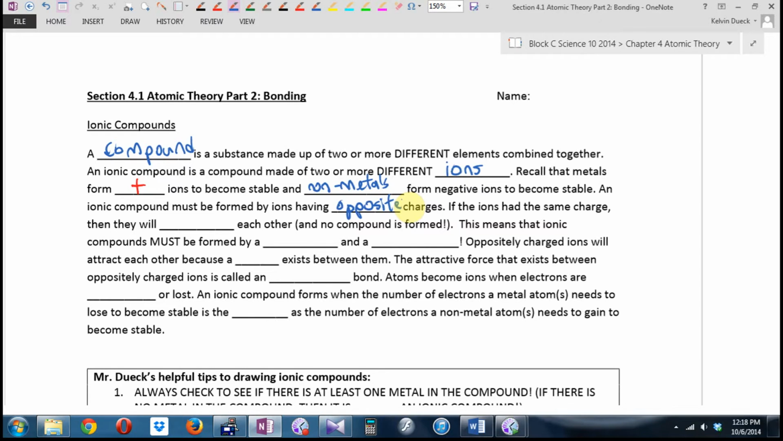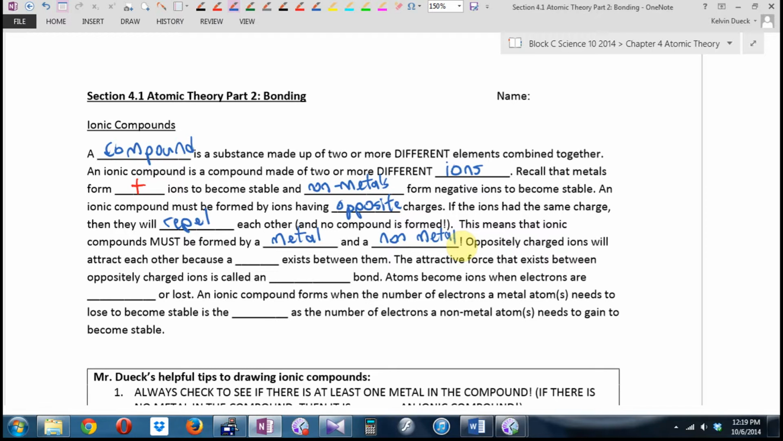If ions had the same charge, they will repel each other. No compound will be formed. So ionic compounds must be formed by a metal and a non-metal. And that's how we identify them, because you're going to be learning more than one type of compound this year. One of the first things you're going to ask whenever you see a new compound is, what kind is it? Hey, if there's a metal, it's ionic.